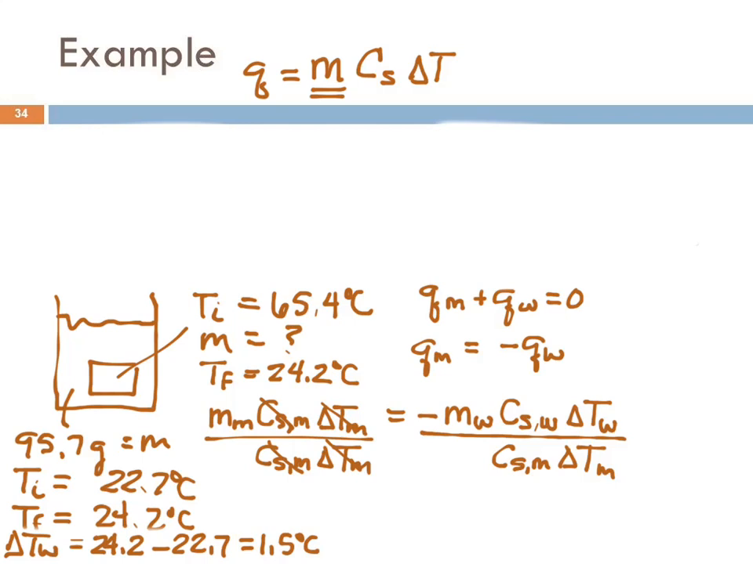Okay. We need delta T for the metal. So delta T for the metal is also the final minus the initial. The final is the same, 24.2 degrees Celsius. The initial is 65.4 degrees Celsius. 24.2 minus 65.4 is negative 41.2.